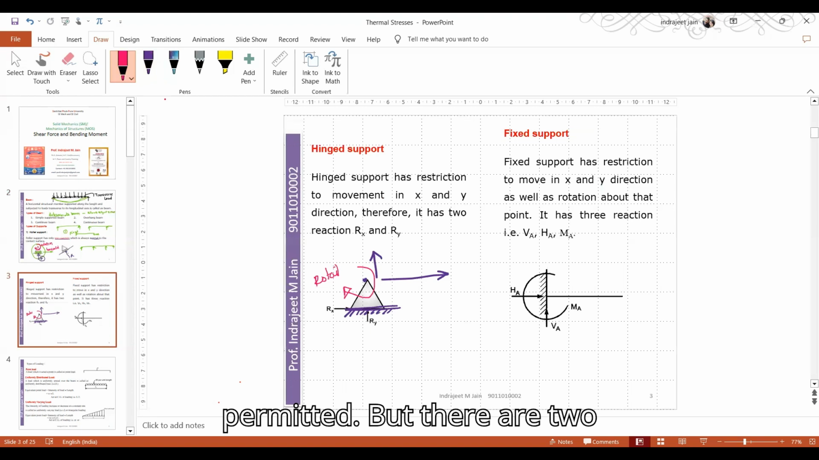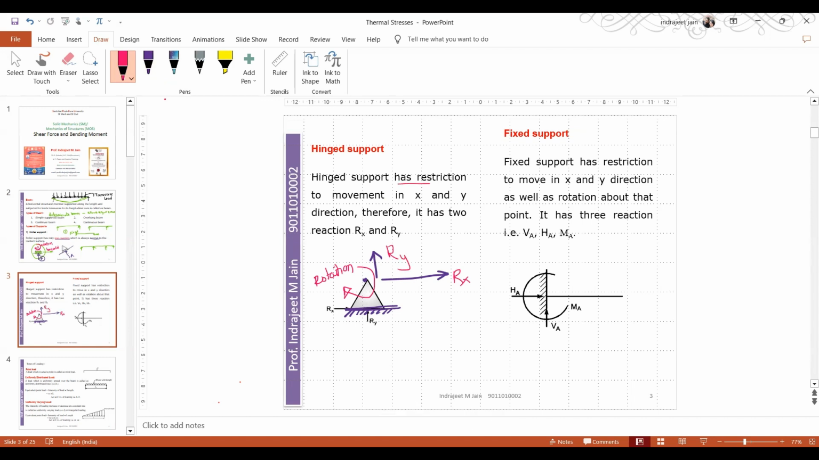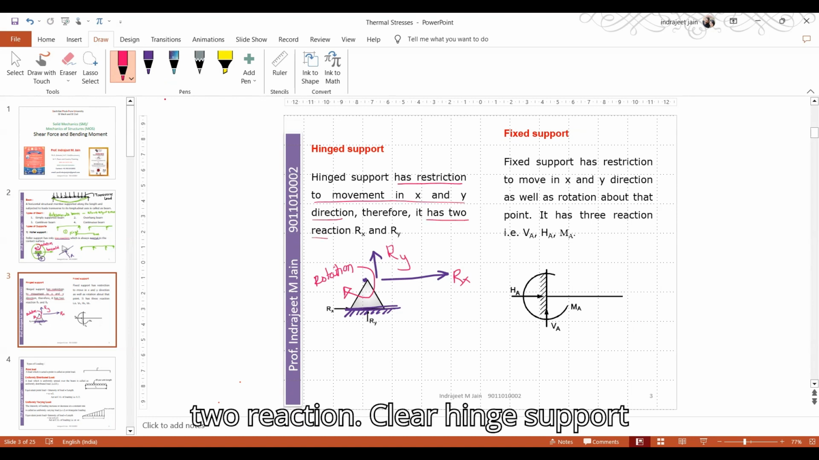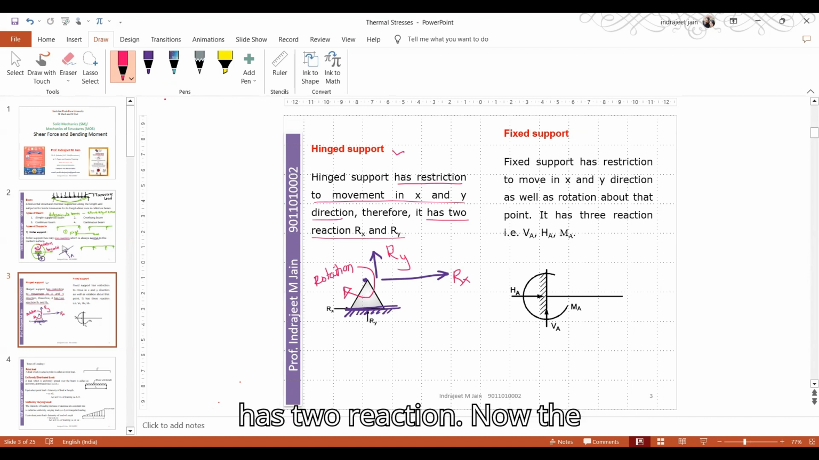But there are two restrictions, that is Rx and Ry. So hinge support has restriction to movement in x direction and y direction, therefore it has two reactions. Clear? Hinge support has two reactions.